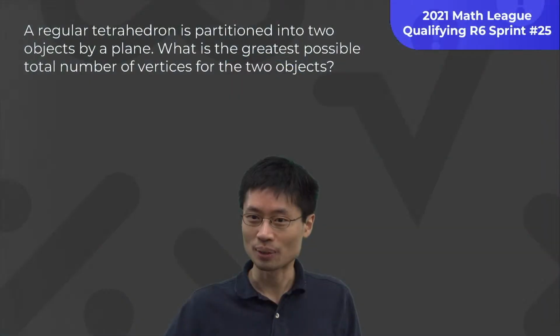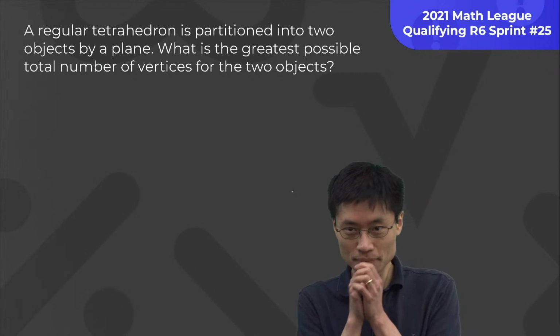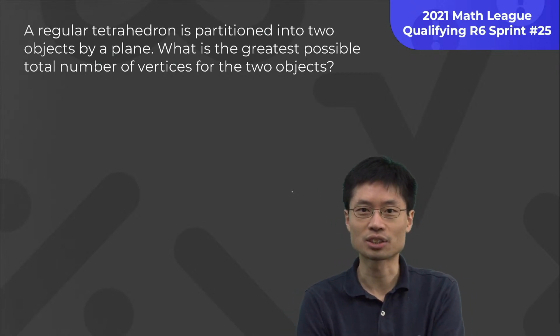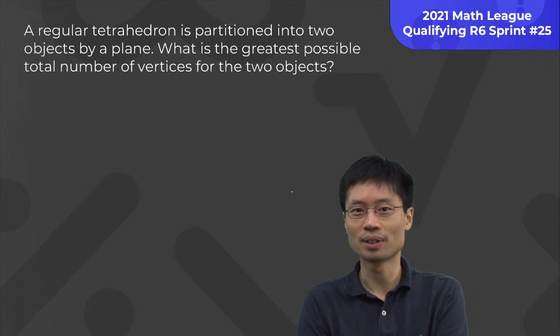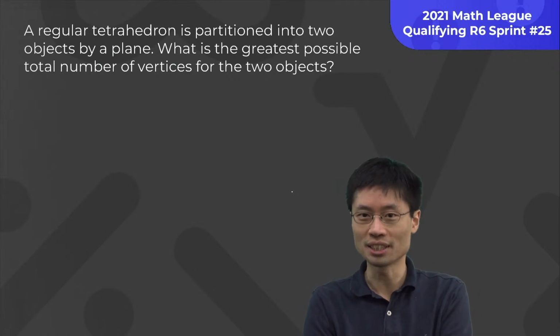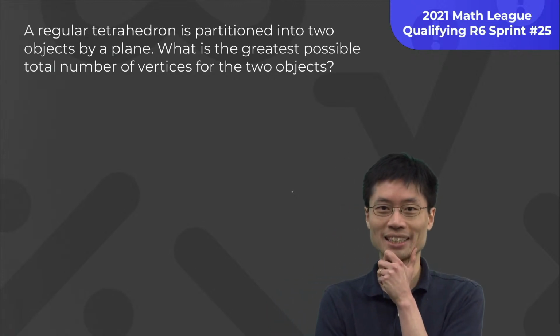So the first question for today is Math League's qualifying round 6 sprint number 25. A regular tetrahedron is partitioned into two objects by a plane. What is the greatest possible total number of vertices for the two objects? Whoa. Okay, so I think what this means is I need to try to draw a three-dimensional figure. That's hard.